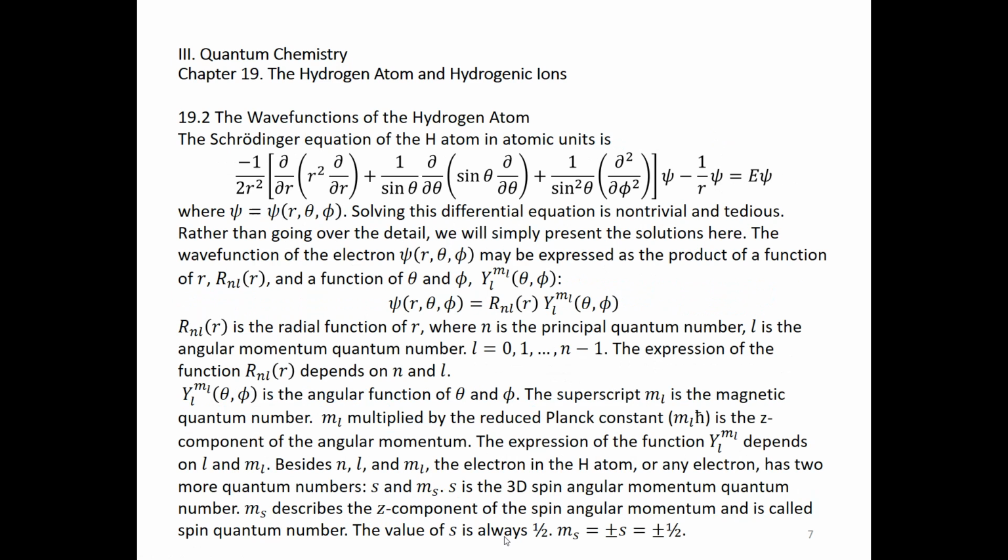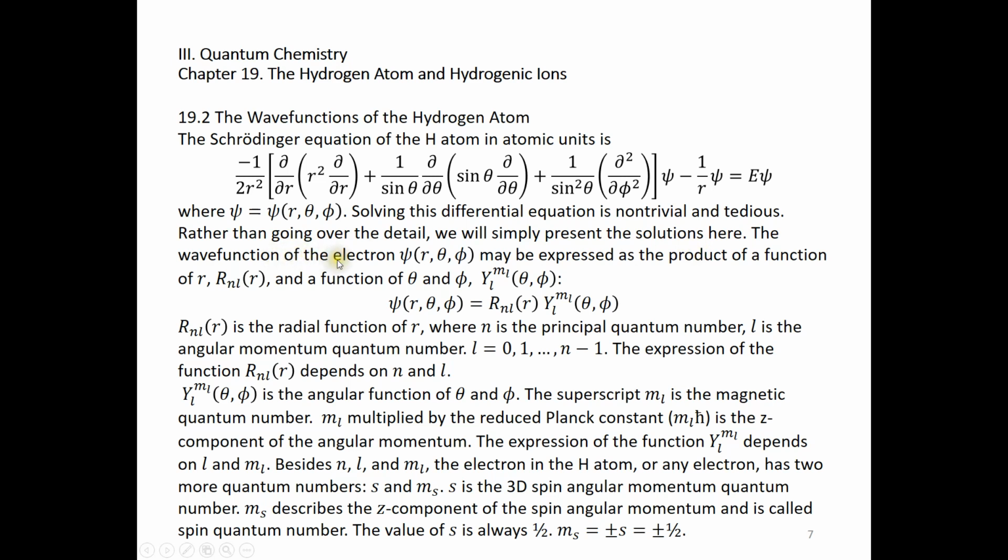Again, the Schrödinger equation in atomic units is this. First, we apply the kinetic energy operator to psi, and then the potential energy operator to psi. The potential energy operator is negative 1 over r only because the charge of the electron is 1 and 4 pi epsilon is 1. Now we're going to solve this equation. Solving this differential equation can be non-trivial and tedious. So we will simply present the solutions here. As long as we can verify the solutions, we're good.